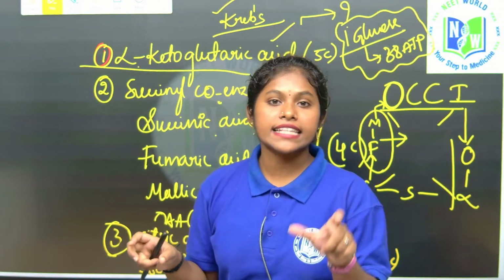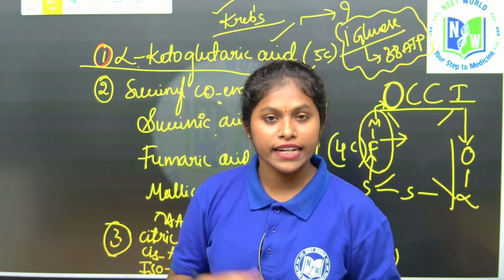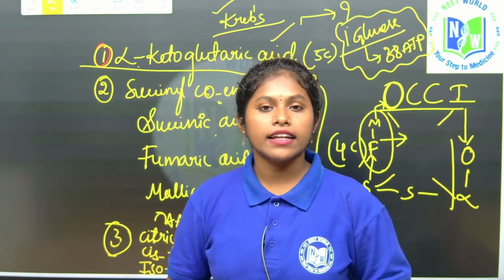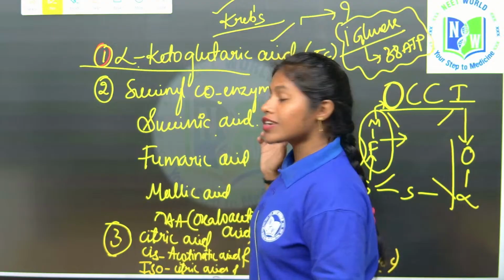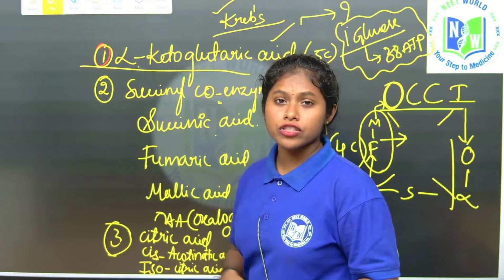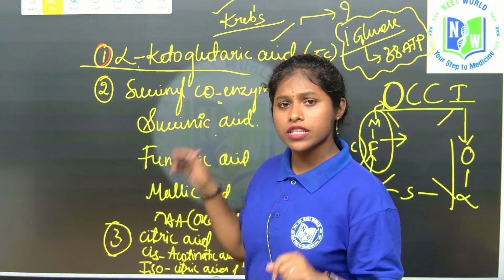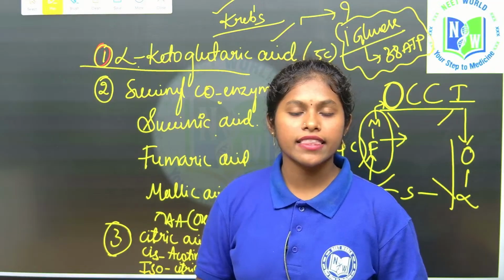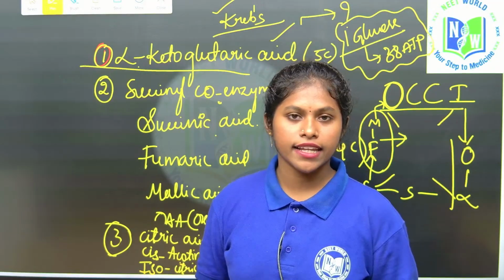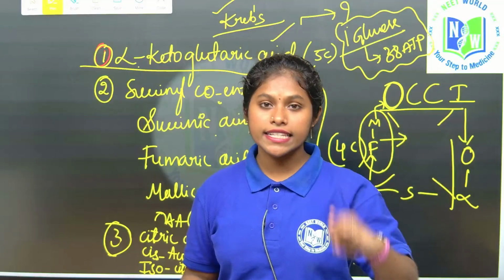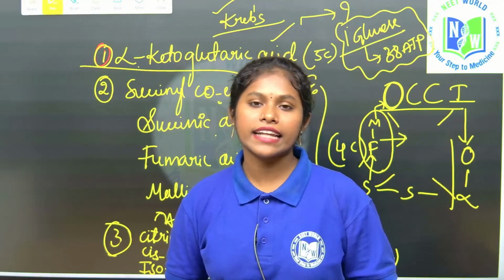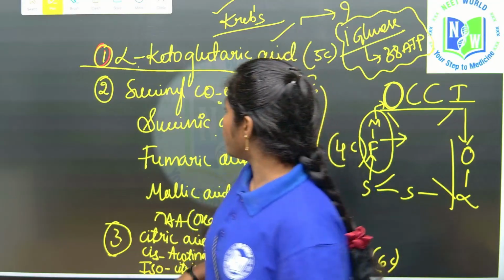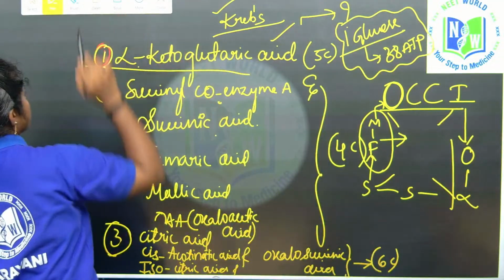In the citric acid cycle, tricarboxylic acids are present, that is why it is also called the TCA cycle. It is also called the citric acid cycle because the first stable compound produced in the Krebs cycle is citric acid. It is also called the Krebs cycle, TCA cycle and citric acid cycle. Okay, got it? So this is about today's session.